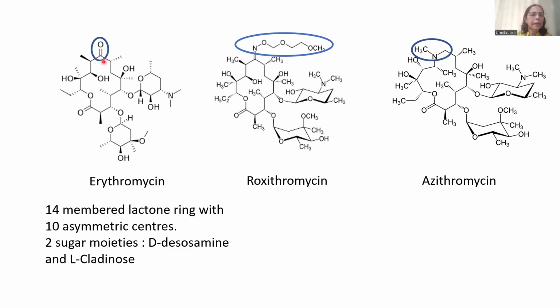I repeat, erythromycin has a carbonyl group here. In roxithromycin, this carbonyl group is converted to a double bond N, and there is a further side chain to it. In azithromycin, that C double bond O is converted to CH2. But this CH3, which is present in erythromycin and roxithromycin, is converted to NCH3. This is a bioisosteric replacement.